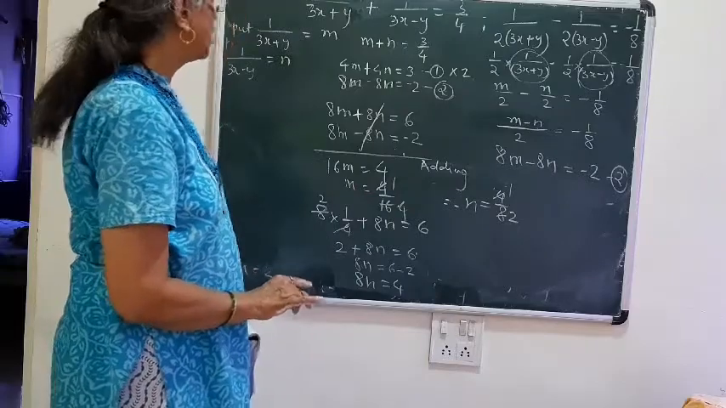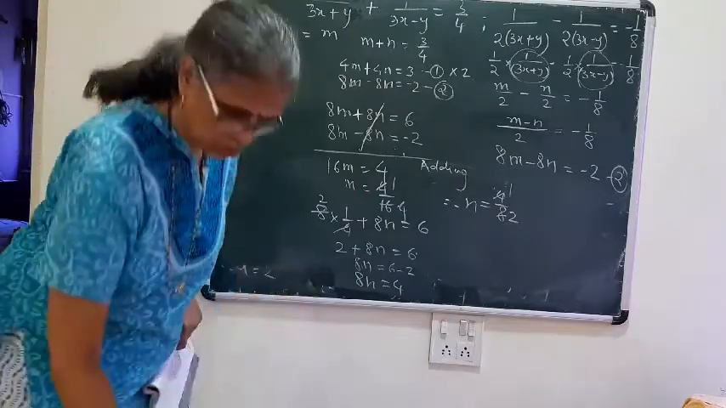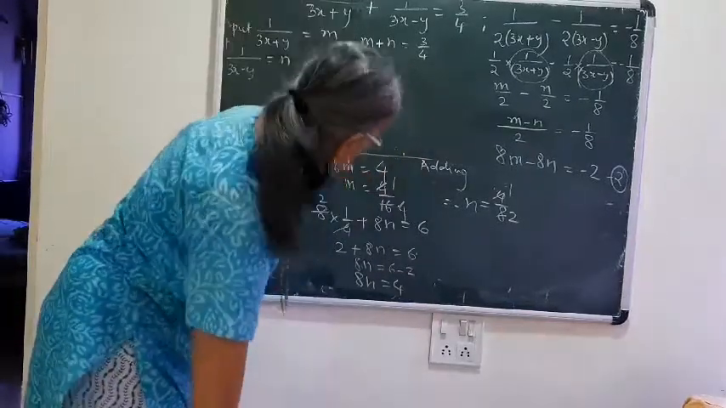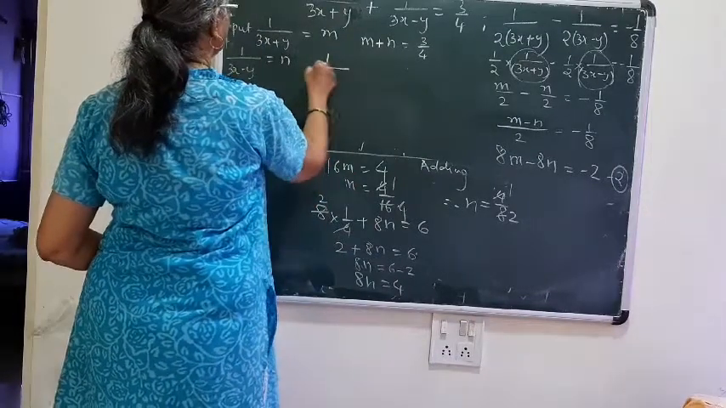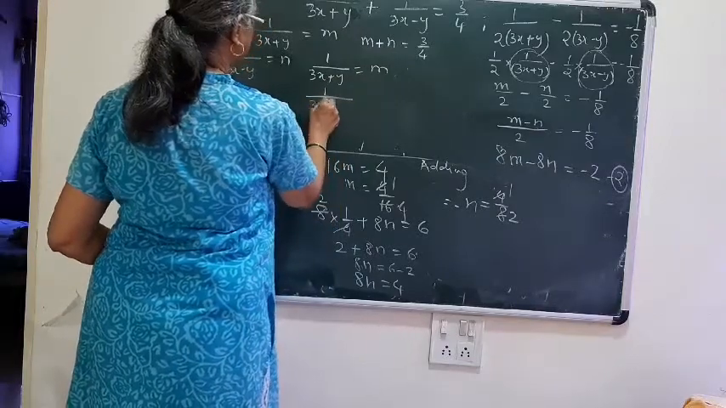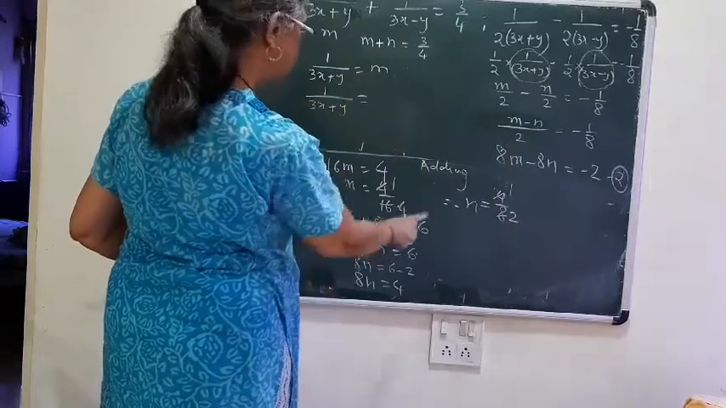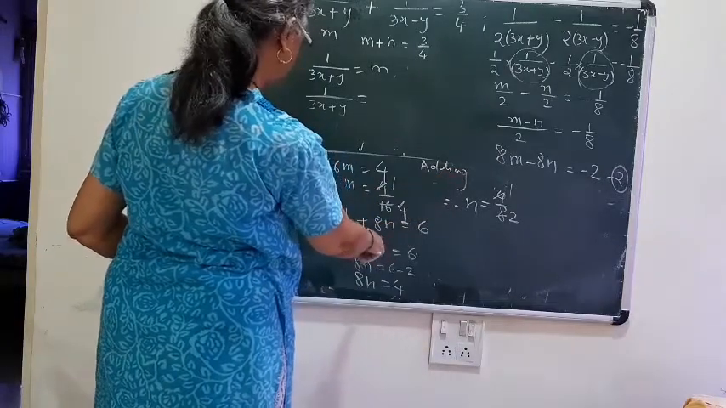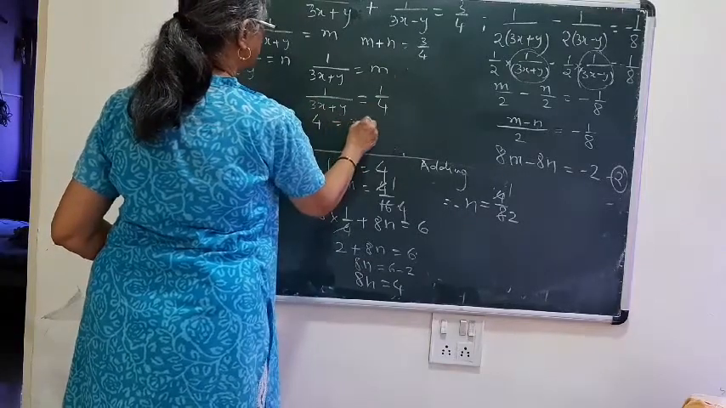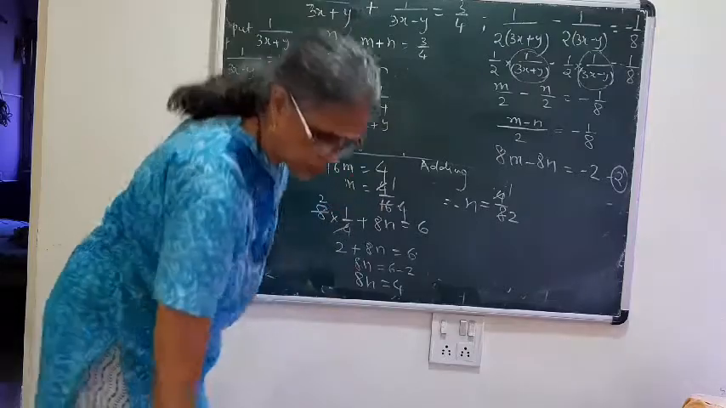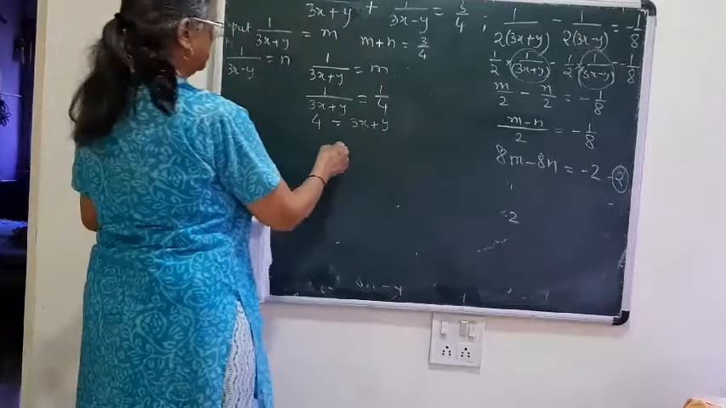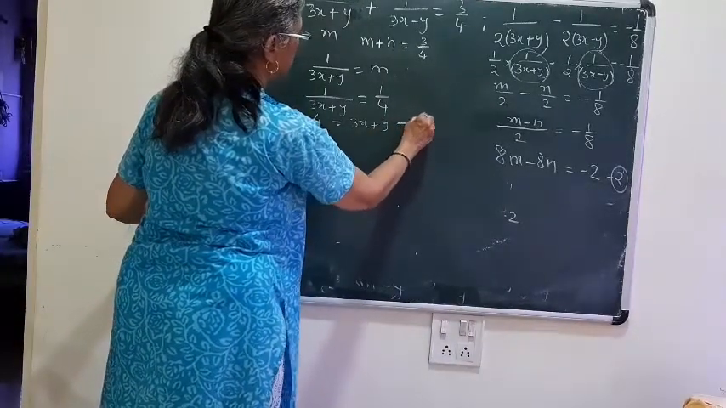Got? Now I want the value of x and y, so I have to go to the assumption. What is our assumption here? We assumed 1 upon 3x plus y is equal to m. How much is m? It is 1 upon 4. So by cross multiplication, 4 is equal to 3x plus y, or you may reciprocate it. That will be equation number 3.